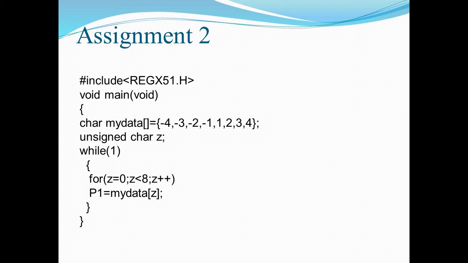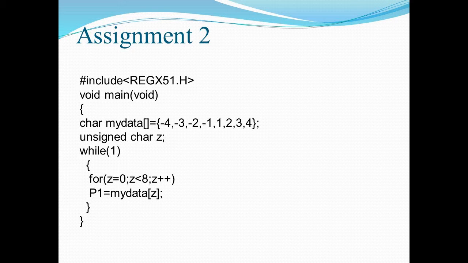After the variable declaration, we have used while(1), which is nothing but a super loop. After that we have written a for loop in which we initialize the z variable to 0, check whether z is less than 8 or not, and z plus plus. It means that the index will go on increasing. In the first iteration z becomes 0 and passes the value -4. Then z becomes 1, it passes -3. Then z becomes 2, it passes -2. And at the last, the index passes the value 4.